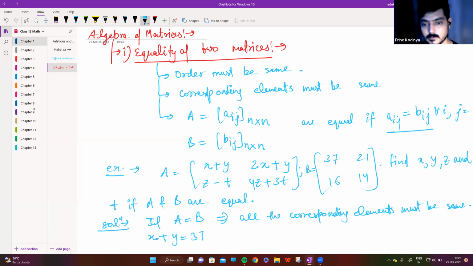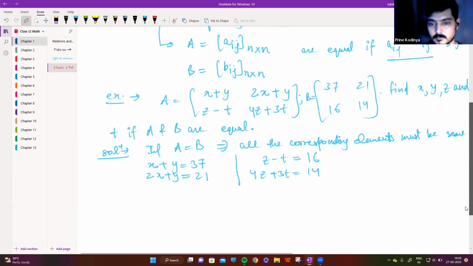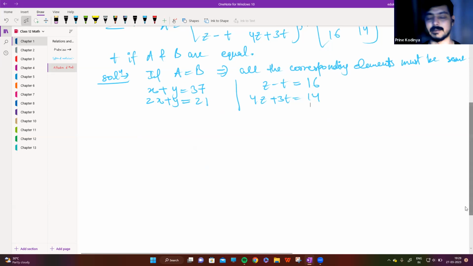X plus y is equal to 37. Then 2x plus y is equal to 21. One set of equations is this. Another set of equations is z minus t is equal to 16, while 4z plus 3t is equal to 40. This is a simple pair of linear equations in two variables. We have done this. We solve it and find out the values of x, y, z, and t.